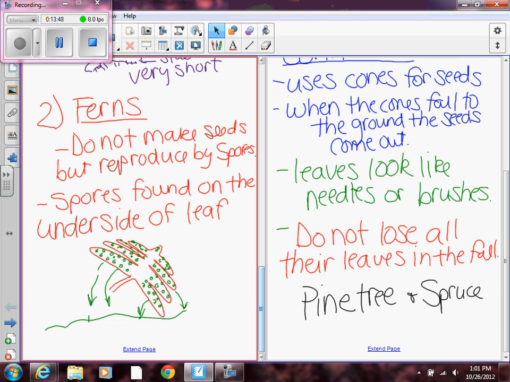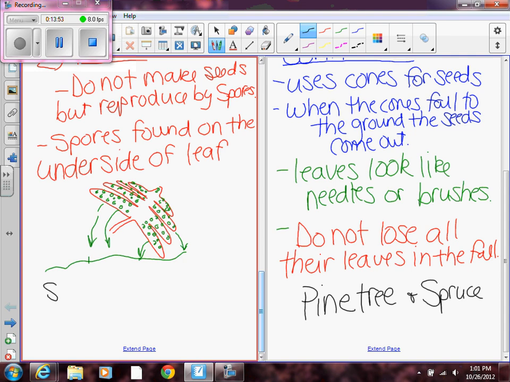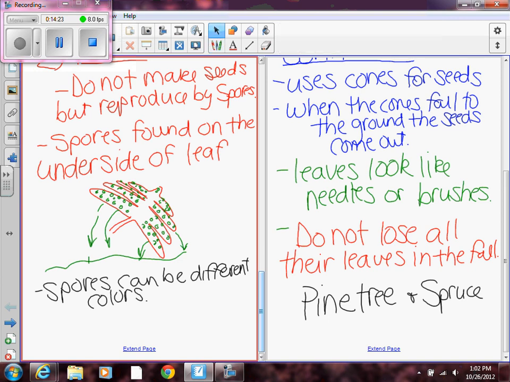Spores are not always red. Sometimes they can be different colors. Sometimes they're black. On that particular plant it is red, but I've seen them where they're black, sometimes white. So it all depends on what type of plant you have. All right. Let's look at rainforest plants now.